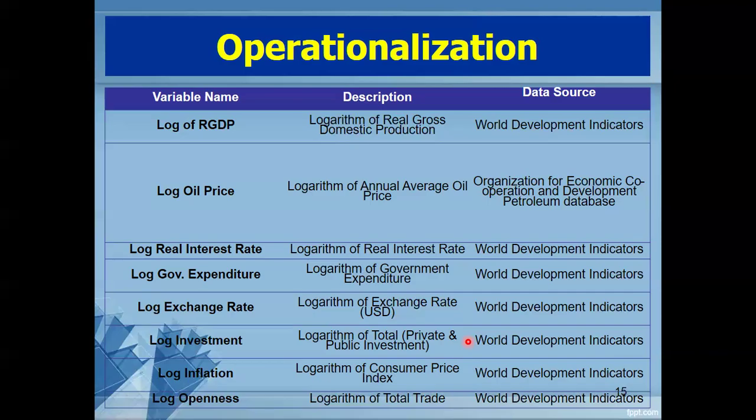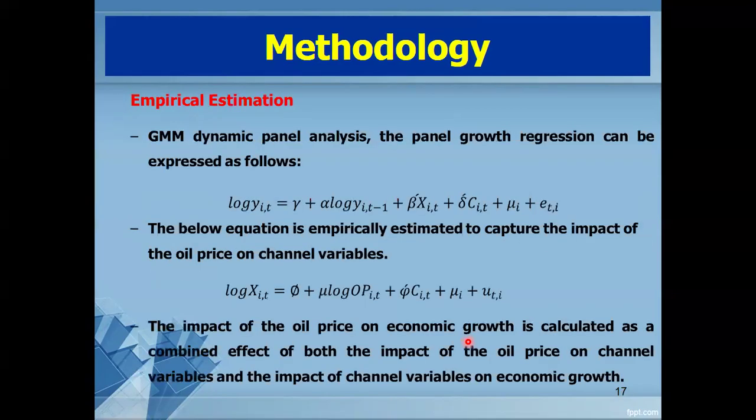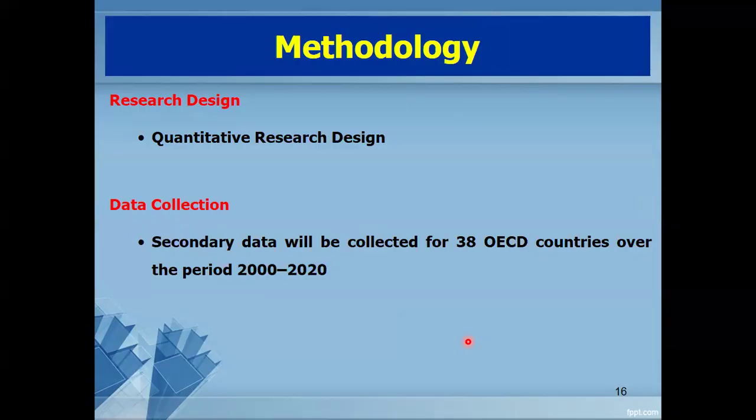So let's move to the next stage of the proposal presentation, the methodology. This methodology clearly elaborates how you are going to conduct your research. So under this methodology, you have to very clearly indicate three sections: research design, data collection, and then the data analysis. Research design. This study is a quantitative study, so therefore I have indicated quantitative research design.